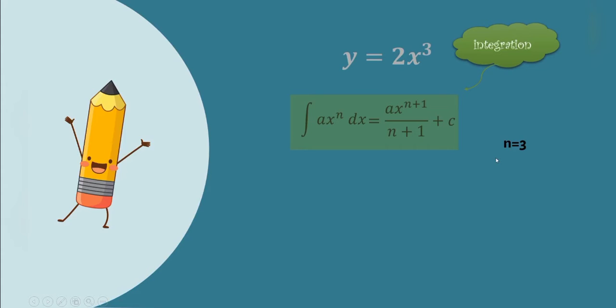Okay, so we just put it into this formula. So a is 2, n is 3, so plus 1. Okay, so this is the answer that we got. And don't forget to add plus c. Okay, so this is just the answer for this basic integration.